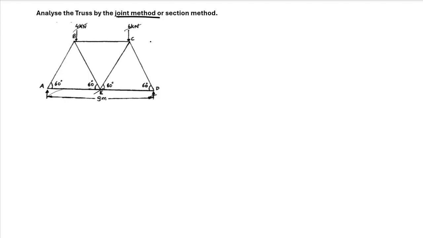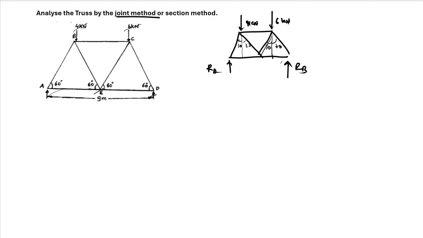So firstly, we want to find the unknown reactions at A and D. For that you need to consider the whole truss as a rigid body first. So let us say this is our truss, this is some rigid body. You have this as 30 degree, and this as 30 degree. Similarly, this as 30 degree and this as 30 degree. You have 4 kilonewton force here and 6 kilonewton force here. Let us say this is RA and this is RB.